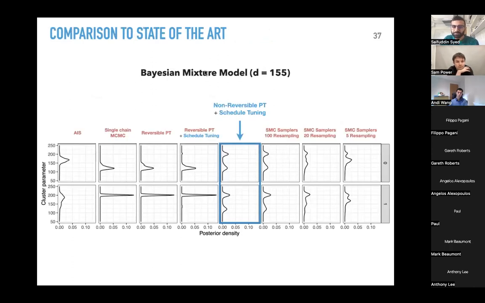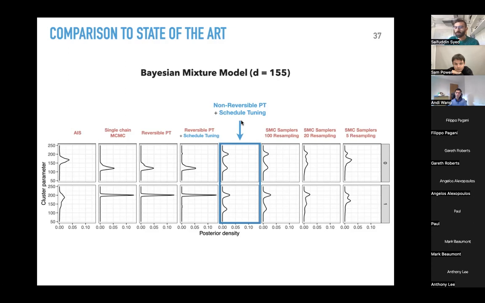On a Bayesian mixture model, I think this is a 155 dimensional problem. If you look at the mean parameter, where you know that there's symmetry in the mode, so you should expect to see bimodal distributions. Compared to AIS, reversible PT, or single chain MCMC, it usually gets trapped exploring one mode and doesn't discover the full posterior. The sequential Monte Carlo samplers with a large number of rejuvenations in between is the only thing that is comparable so far.